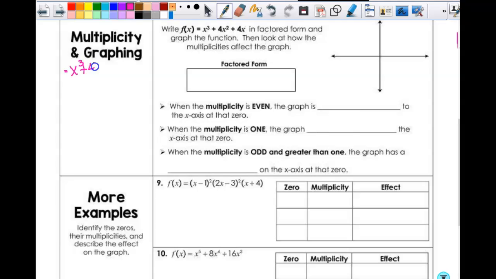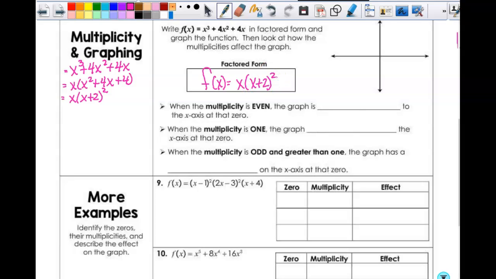x cubed plus 4x squared plus 4x. So this gives me x times x squared plus 4x plus 4. That means I get x times what? x plus 2 squared. So f of x is equal to x times x plus 2 squared.